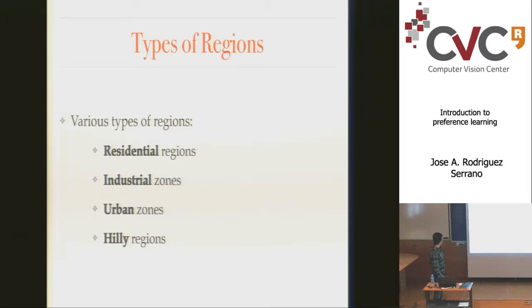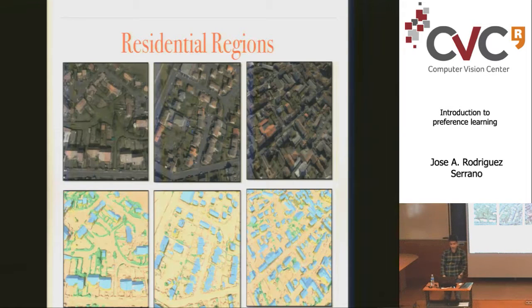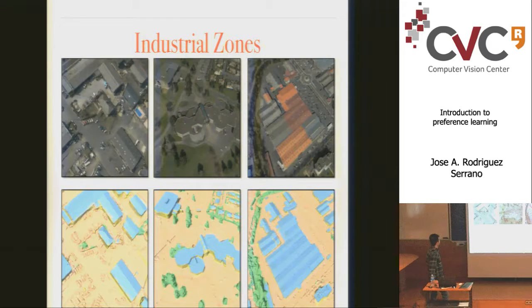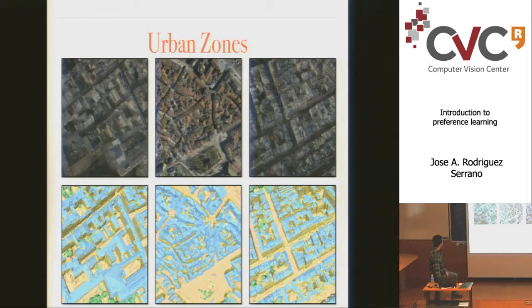Different types of regions have been considered, like residential, industrial, urban, and hilly regions. For the residential region, here is the result. Most of the houses are on the ground floor or with 2 floors at max. For the industrial region, there are other issues. You have a huge building with a really long roof, and I will explain later on some results what could be the problem here. And these are the results by our trained random forest method.